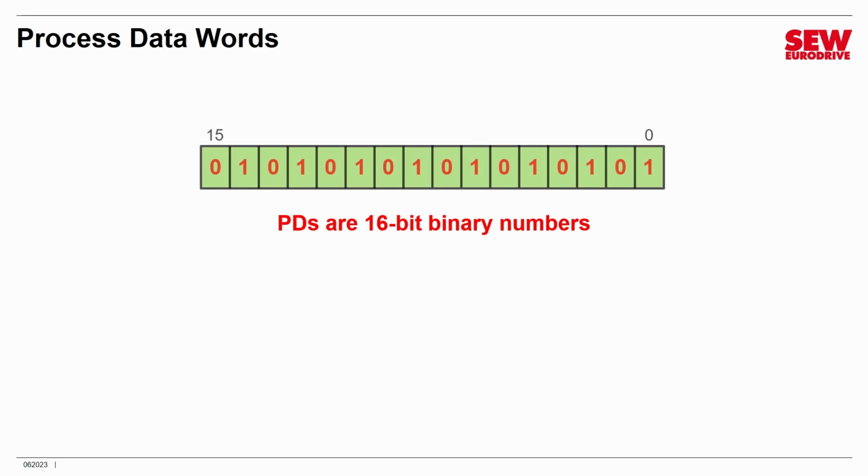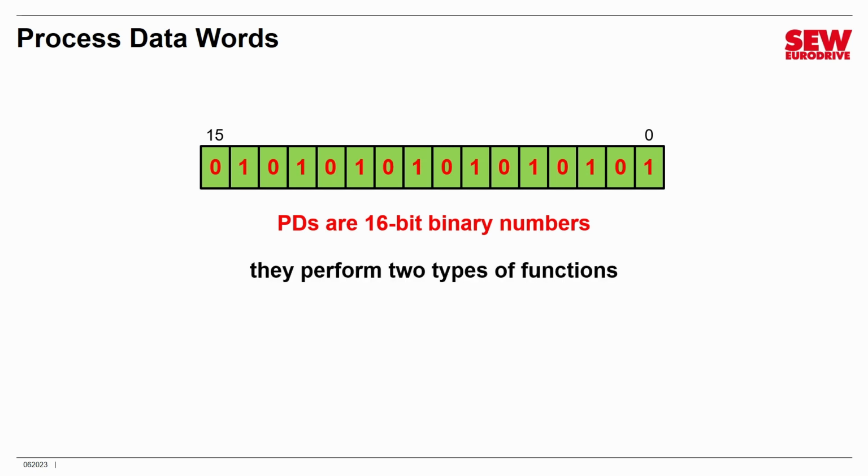Let's talk in a little more detail about process data words. This is really the key to understanding the protocol by which a PLC can control a MOVIMOT over a fieldbus. All process data words are 16-bit binary numbers. So they look something like this. They have 16 bits. The bits are numbered 0 through 15. The least significant bit is on the right, and it's bit 0. The most significant bit is bit 15. It's on the left.